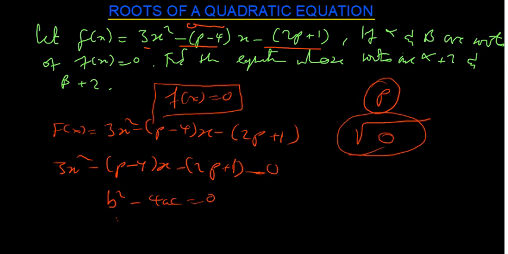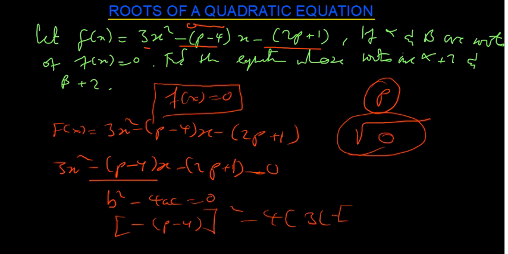Okay, so our b is this part, which is negative (p minus 4). We are squaring that. We are saying minus 4. Our a is 3, and then our c is negative (2p plus 1). That should give us 0.